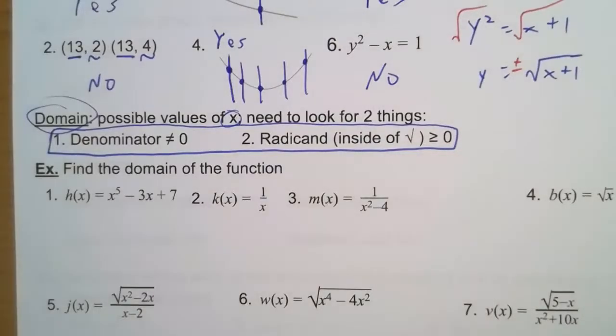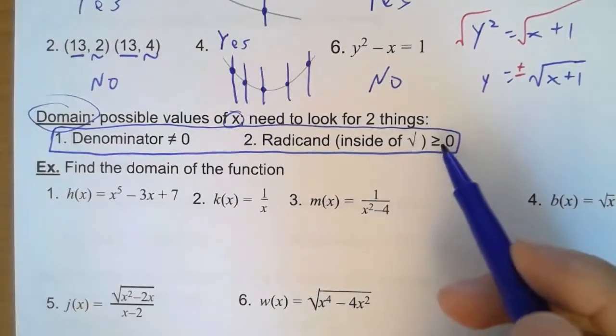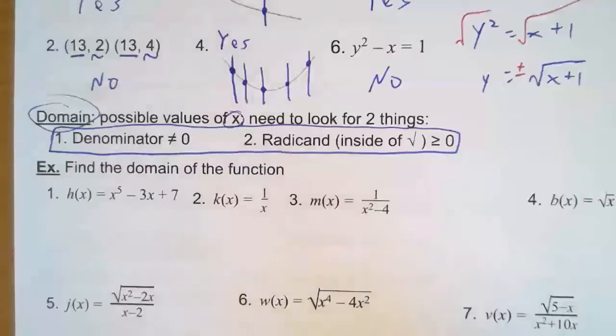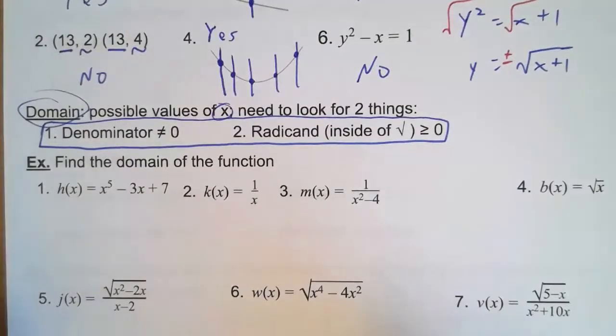We're going to try to be a little more positive. Let's be a little more glass half full instead of glass half empty. Let's think about what we can do. If we can't square root negatives, what can we square root? We can square root positives or 0. We can square root things that are greater than or equal to 0. Okay, so these are the two things to watch out for.